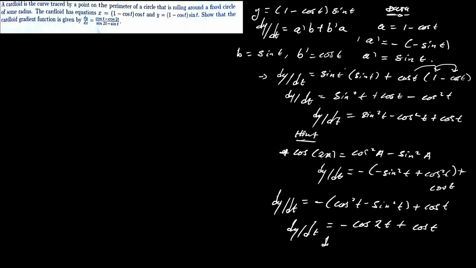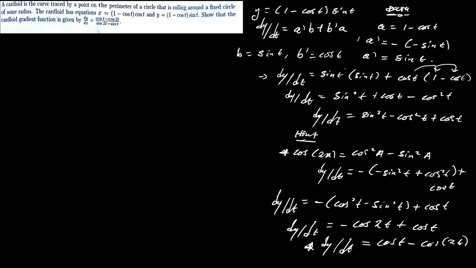And finally, the partial derivative dy/dt, if we push the negative inside, will be cos t minus cos 2t. And we'll be done with our first partial derivative dy/dt: cos t minus cos 2t. And if you look closely at our complete derivative dy/dt, we do have something really similar to what we've actually found here.